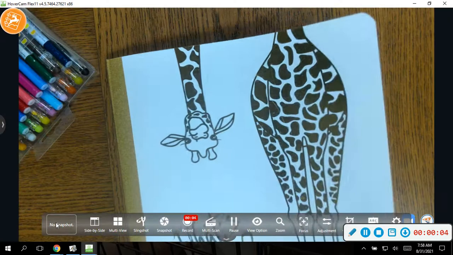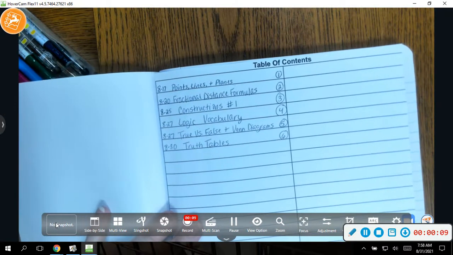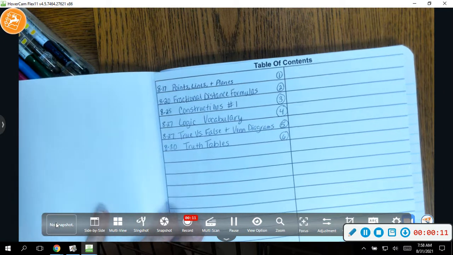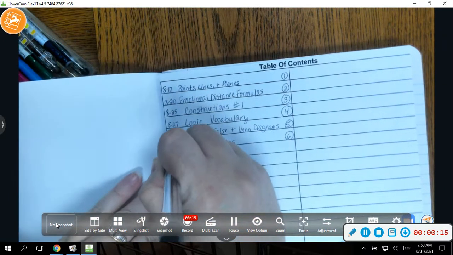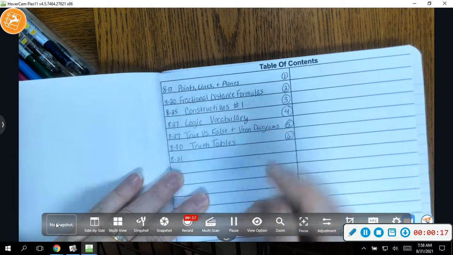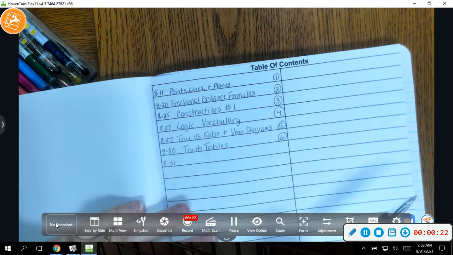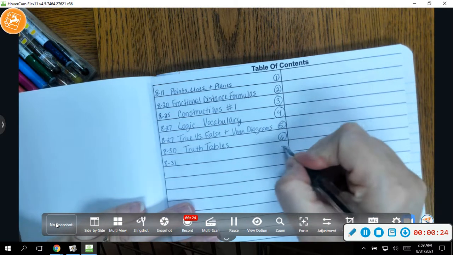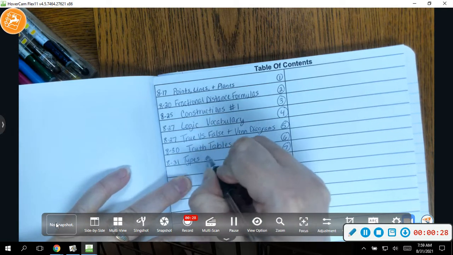Alright, so first thing is we're going to put our title in our journal. Today we're continuing something we've already started. Yesterday we started talking about conditional statements, that was the if-then. So now we're going to talk about all the types of conditional statements. Types of conditionals is what we're going to call this.